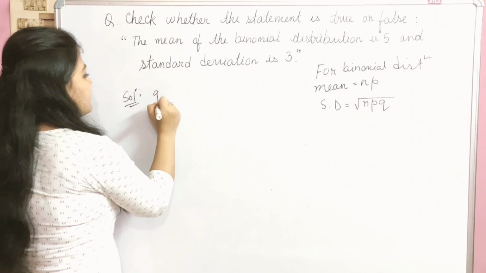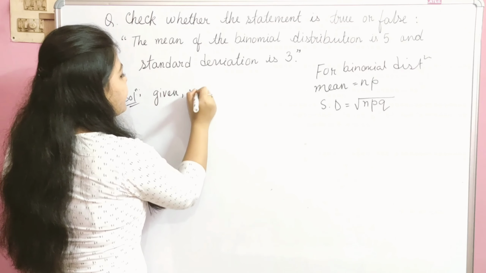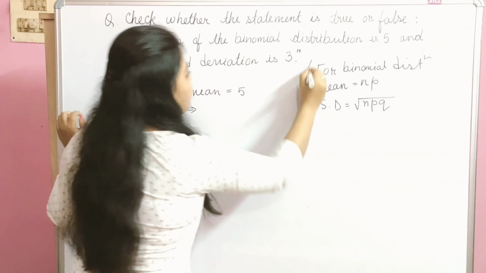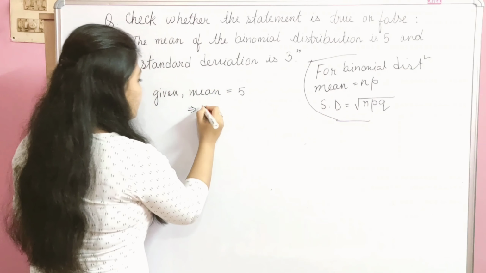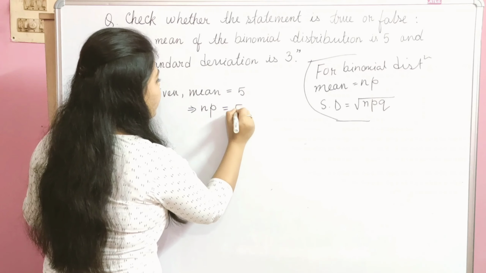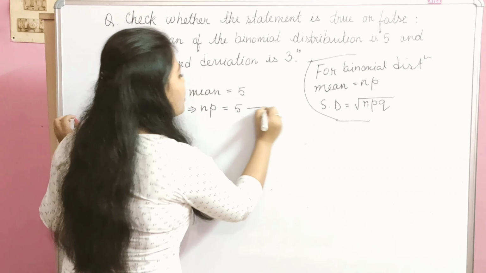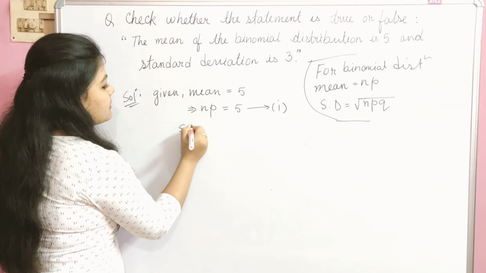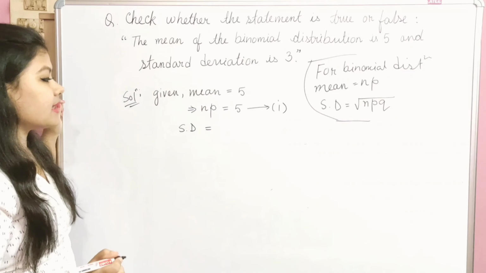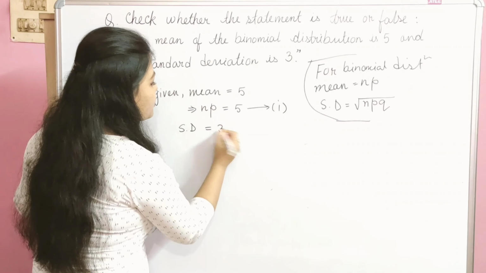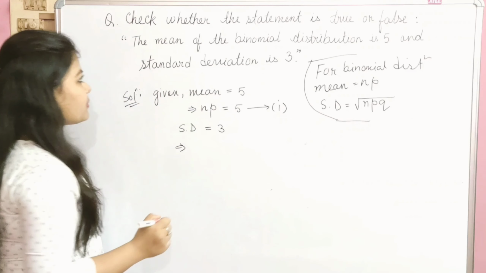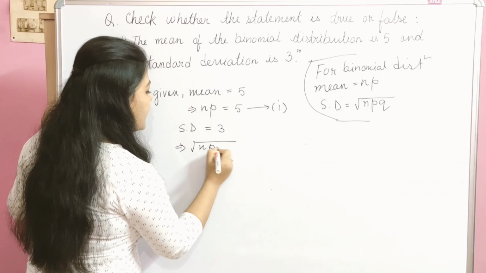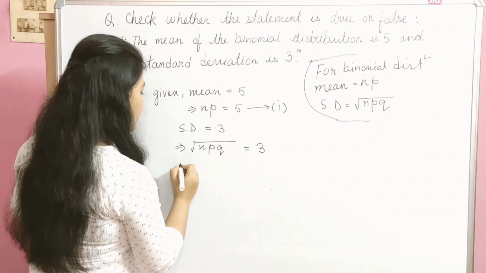In this question, it is given that mean is equal to 5, and for binomial distribution mean is equal to NP, therefore NP is equal to 5. We'll call this equation number 1. Then the second condition given is that standard deviation equals 3. Now the standard deviation formula for a binomial distribution gives square root of NPQ equal to 3.